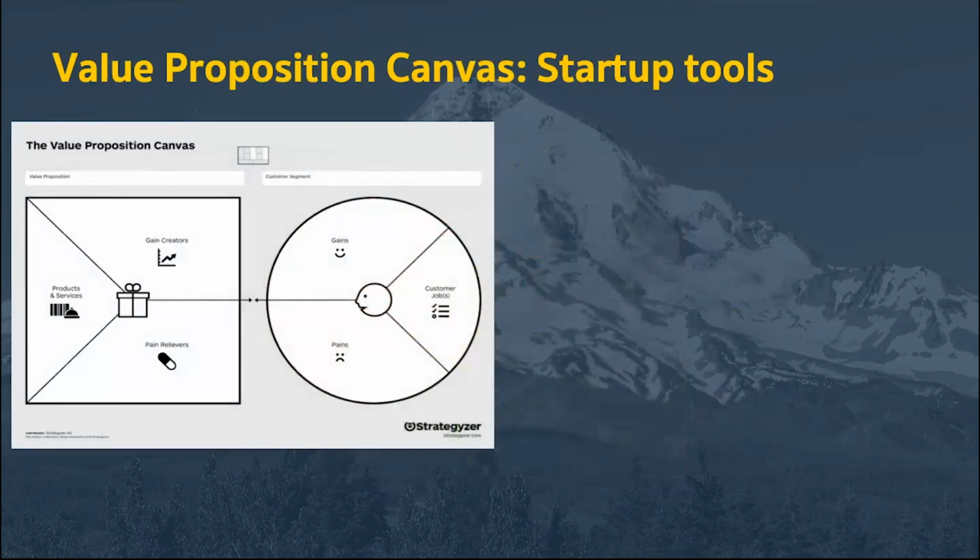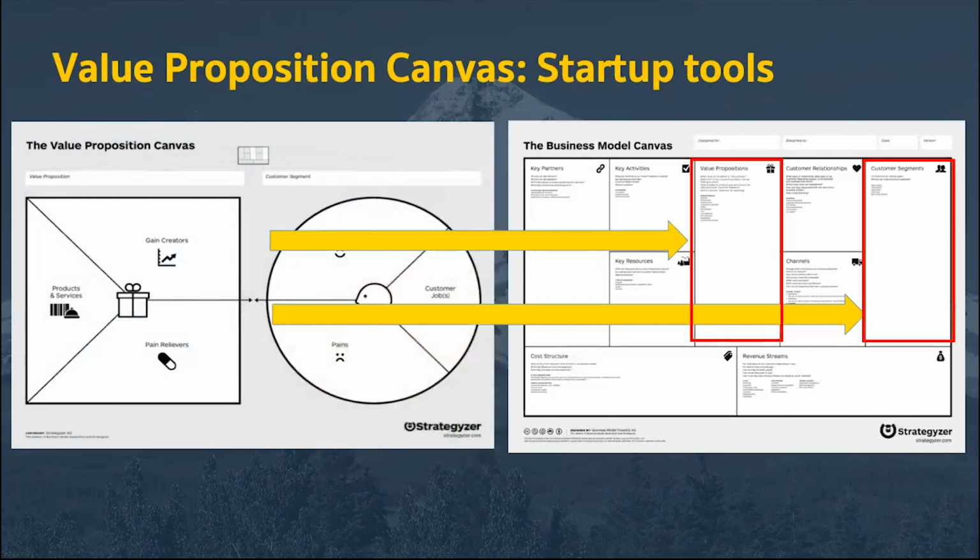Today, the tool that we'll be focusing on that will help you avoid startup failures like the Juicero is called the Value Proposition Canvas. It's designed by Strategyzer and is meant to be worked directly with the business model canvas. The value proposition canvas feeds directly into 2 of the building blocks of the business model canvas. We suggest that you watch the business model canvas module after learning how to work with the value proposition canvas so that you can understand how these 2 tools work together to create a sound business model.